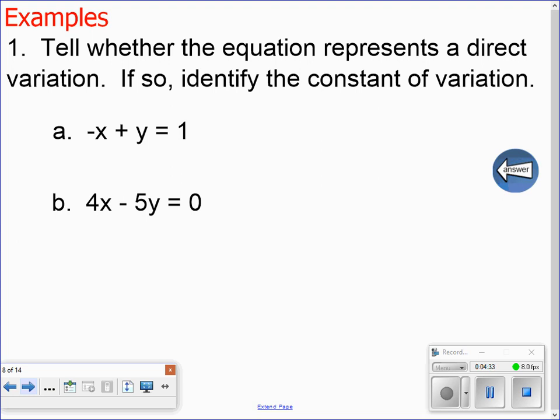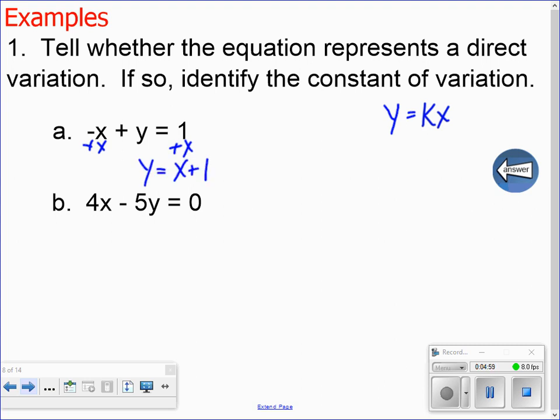All right, we're going to look at a couple of equations. We're going to determine if these equations are written in direct variation. Remember that when we're writing direct variation, it is y equals kx. So if the equation's not already in that form, we need to manipulate it. We need to solve it so that it is in that form. So here, this would mean adding x to both sides so that y is by itself. So we would have y equals x plus 1.